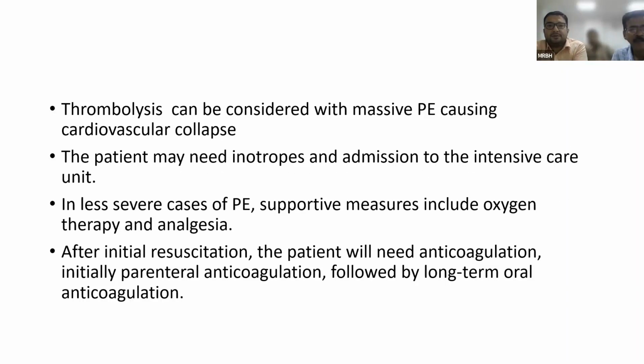Thrombolysis can be considered with massive PE causing cardiovascular collapse. The patient may need inotropes and admission to the ICU. In less severe cases of PE, supportive measures include oxygenation and analgesia. After initial resuscitation, the patient will need anticoagulation, initially parenteral anticoagulation, followed by longer-term oral anticoagulation.